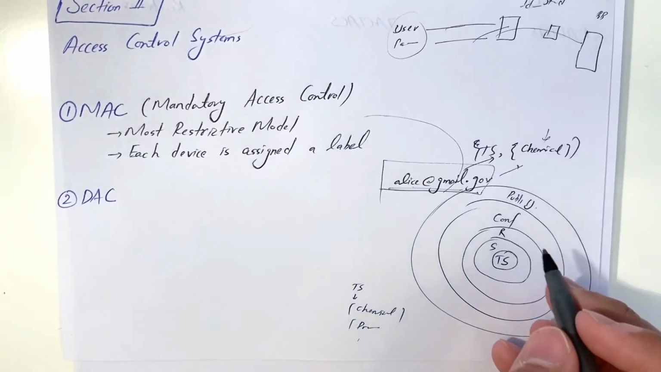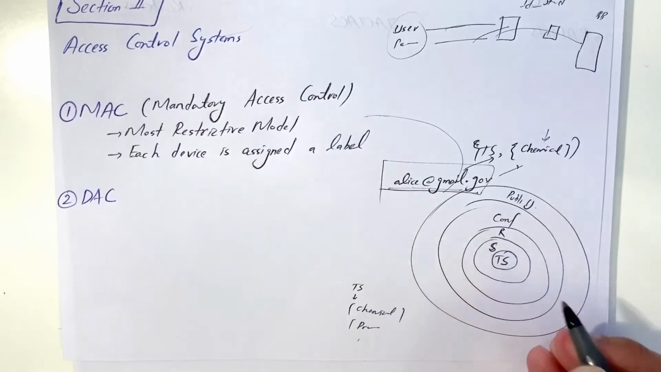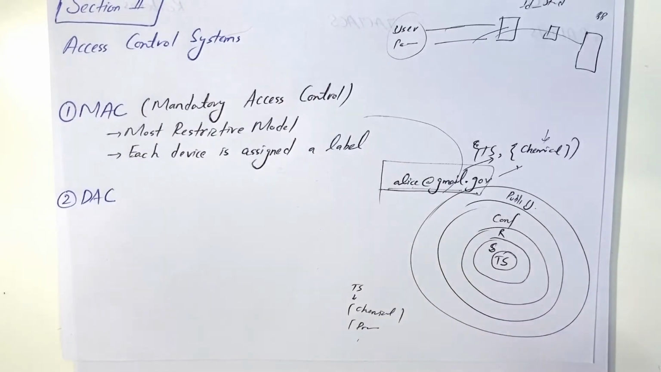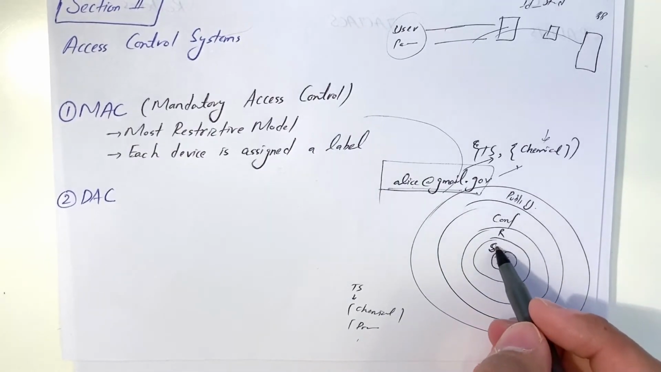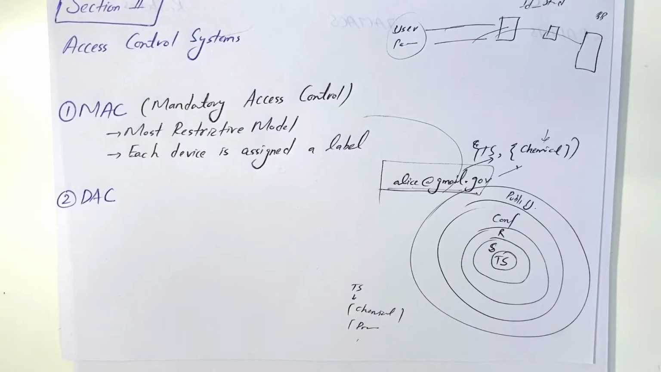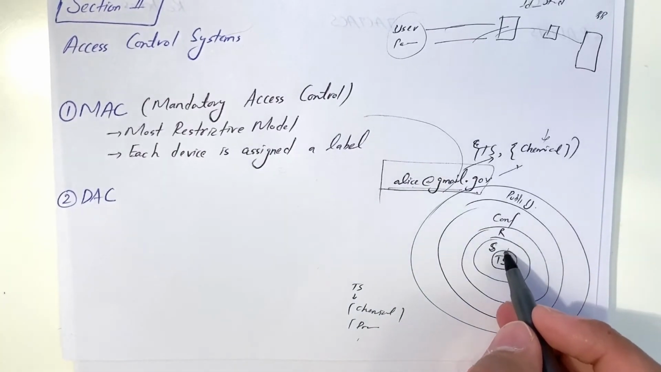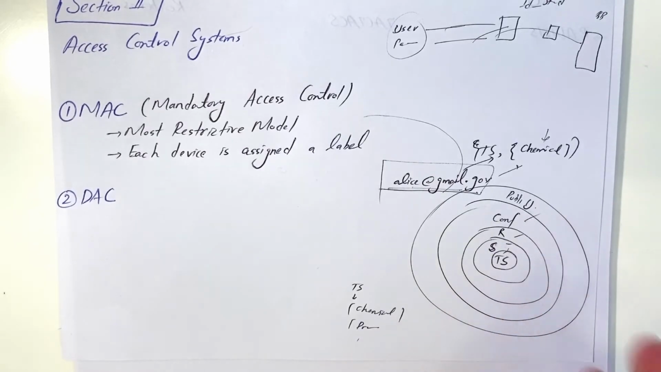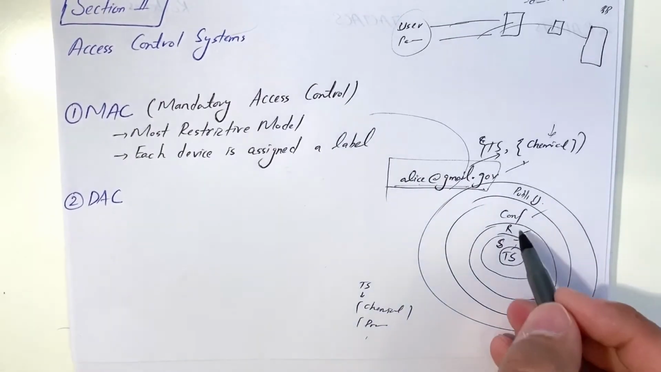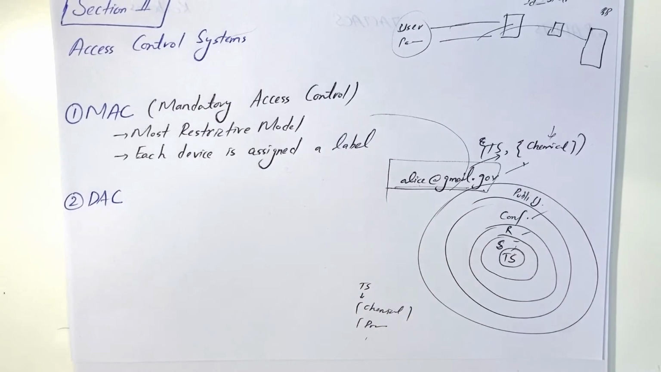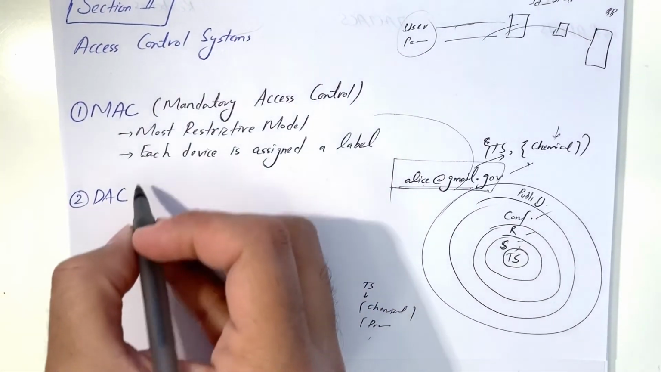Another point is, if she wants to access something from the secret tier, like secret information, she has to get that label as well. It doesn't mean that if she has a top secret label, she can access secret, restricted, and confidential by default. No, she has to earn those particular labels as well. That is why it involves a lot of formalities, and it is the most restrictive model, not suitable for the corporate world. The next model is DAC.